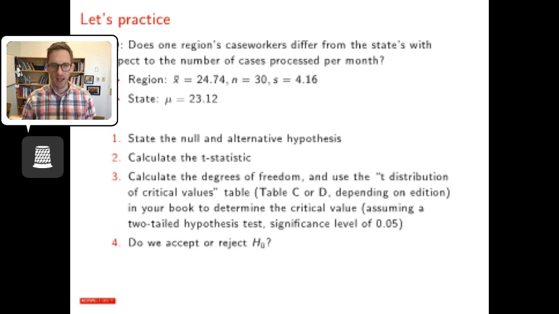And then I want you to assume a two-tailed hypothesis test with a significance level of 0.05. That's the critical value that I've set. And then come to a conclusion. Do we accept or reject the null? Or do we fail to reject or reject the null? Another way of saying that.